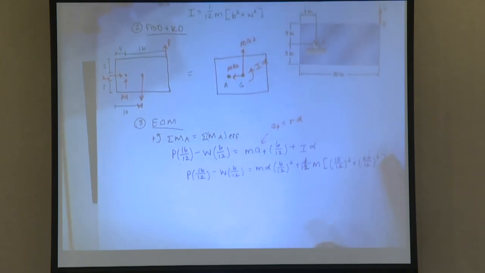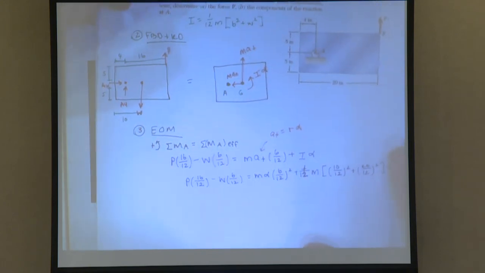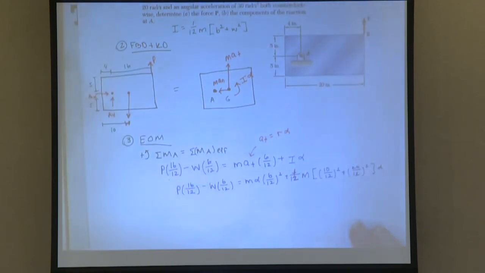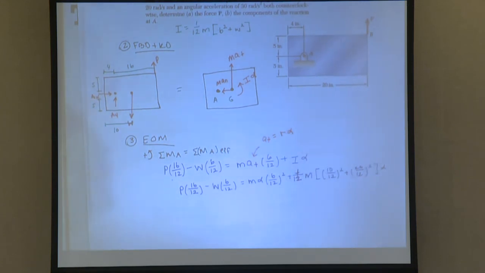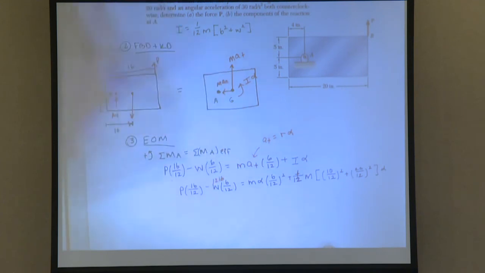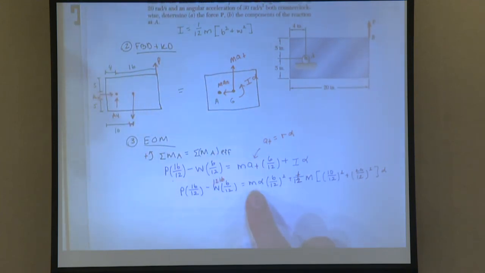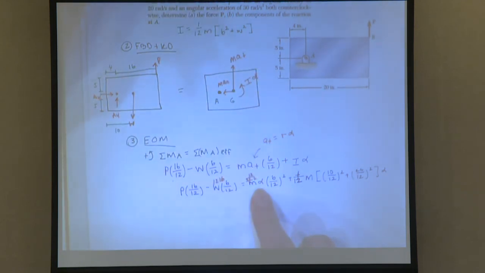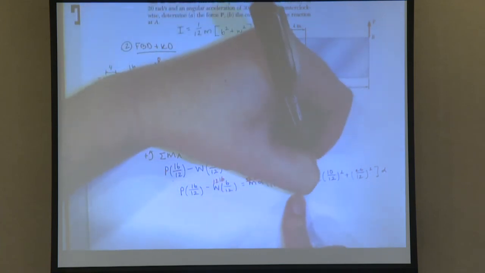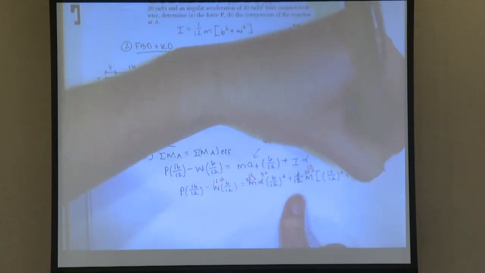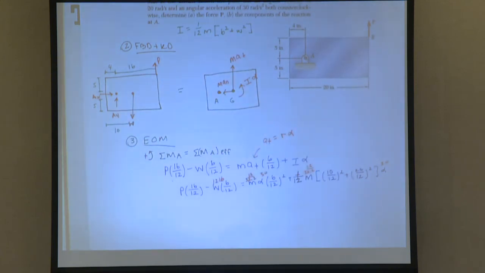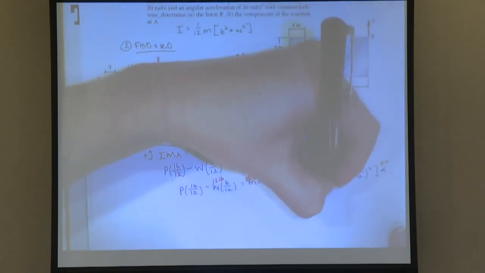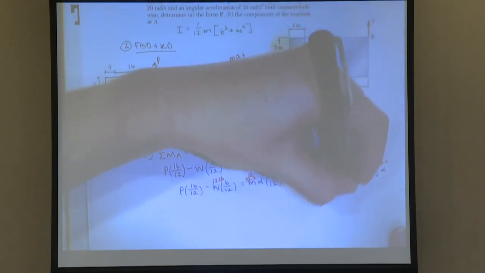We're told in the problem that it has an angular acceleration of 30 radians per second squared, so we know alpha. Going through this equation, we know that W is 12 pounds. The mass is just going to be 12 over 32.2. Alpha is 30. So we have everything except for P. If you solve for P, you should get 9.0225 pounds.